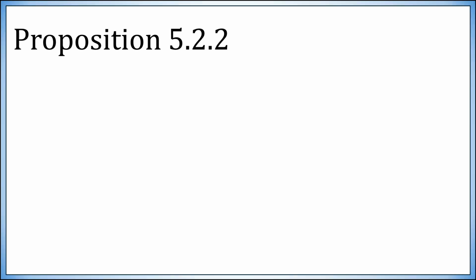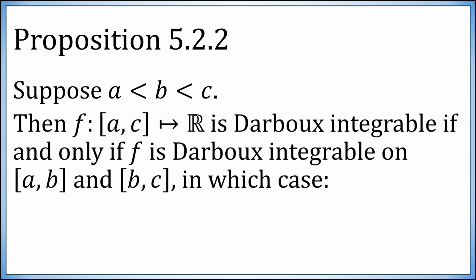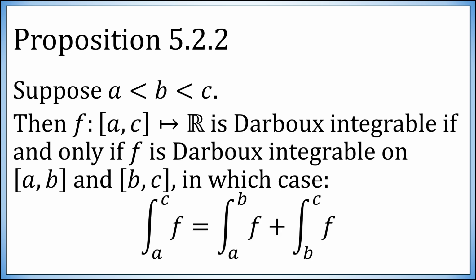Let's now take a look at proposition 5.2.2. Suppose a is less than b is less than c, then the function f, whose domain is the entire interval from a to c, is Darboux integrable if and only if it is Darboux integrable both on the interval from a to b and the interval from b to c, in which case we have additivity of the integral. The integral from a to c is equal to the integral from a to b plus the integral from b to c.